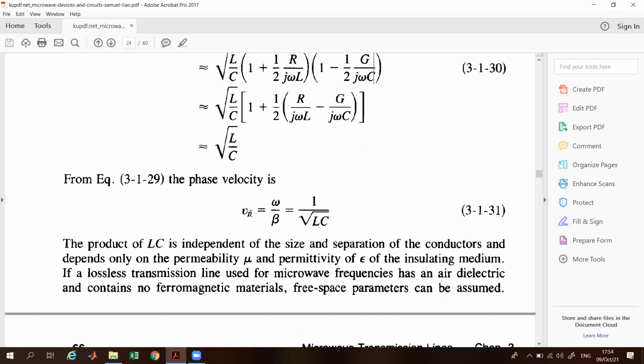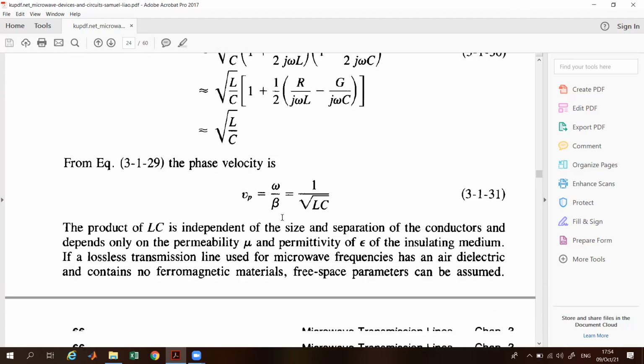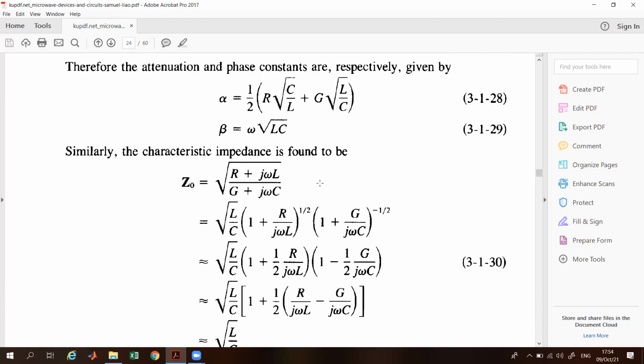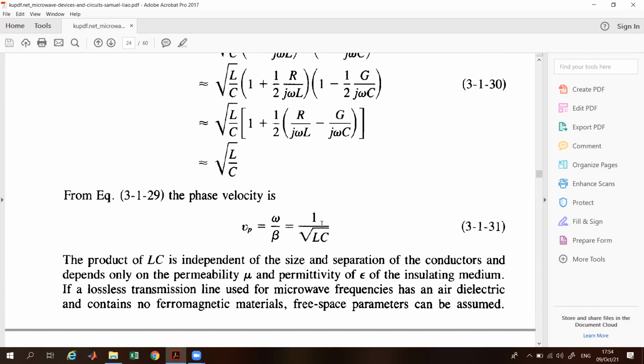Now, if you need to find the phase velocity in the transmission line, then Vp is equal to omega divided by beta, and then it will be equal to 1 by under root of LC. So beta is here equal to this. So Vp is equal to omega divided by beta. So we are left with this.